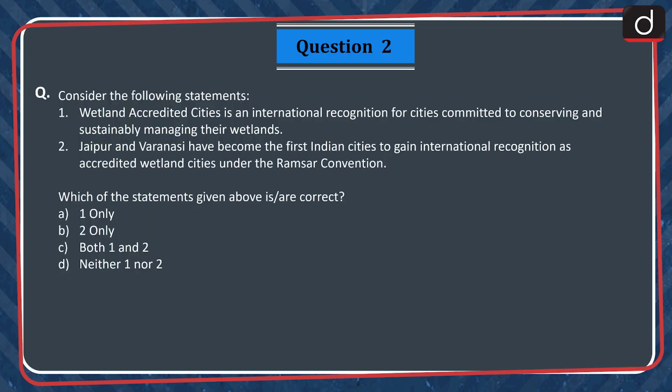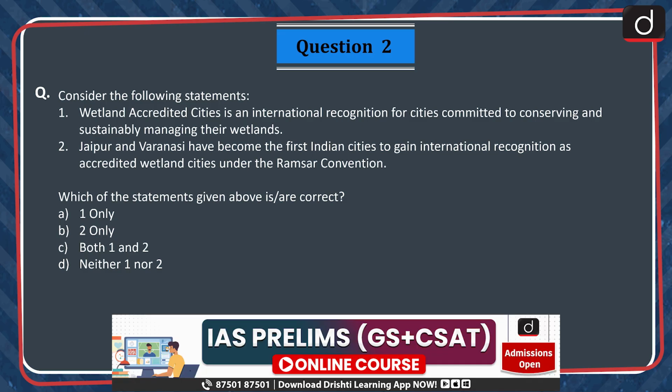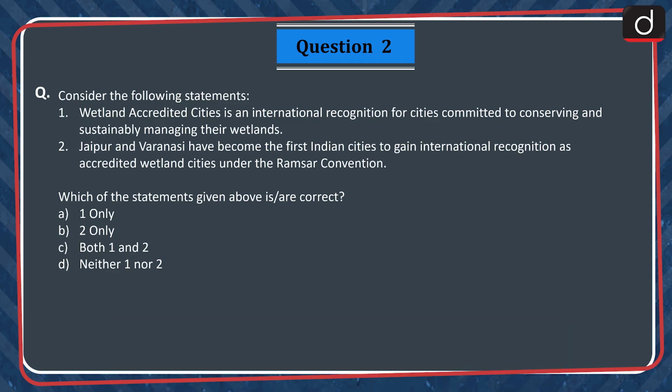Next, consider the following statements. 1. Wetland Accredited Cities is an international recognition for cities committed to conserving and sustainably managing their wetlands. 2. Jaipur and Varanasi have become the first Indian cities to gain international recognition as accredited wetland cities under the Ramsar Convention. Which of the statements given above is or are correct? 1 only, 2 only, both 1 and 2, neither 1 nor 2. The correct answer is option A, 1 only.